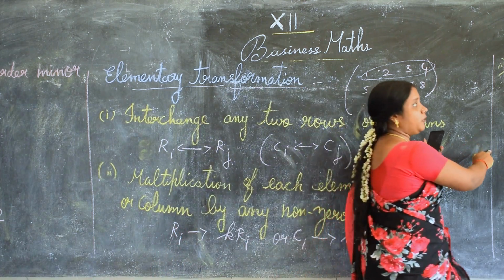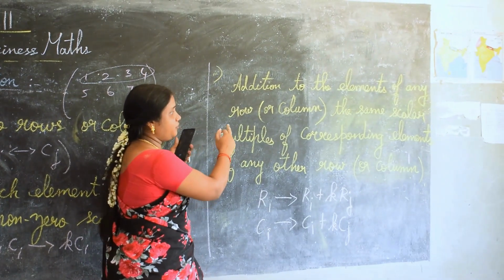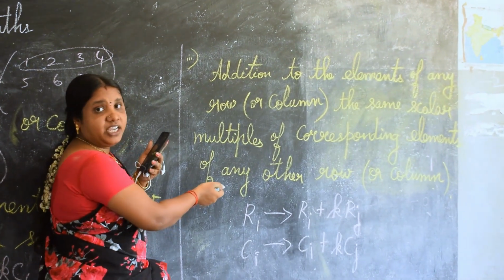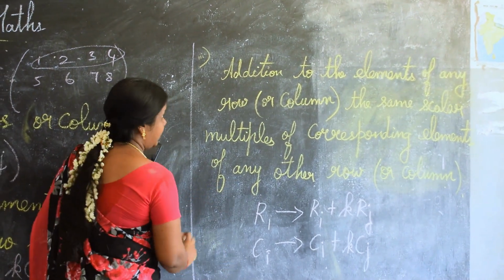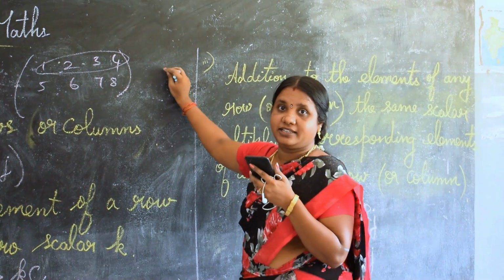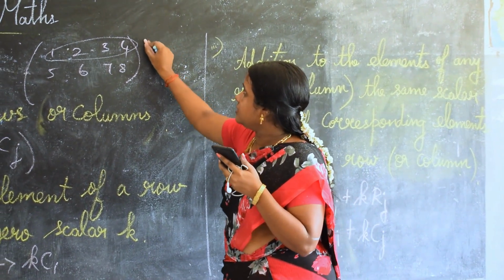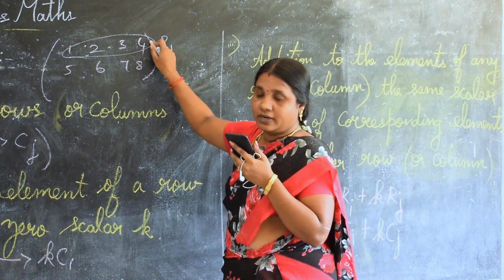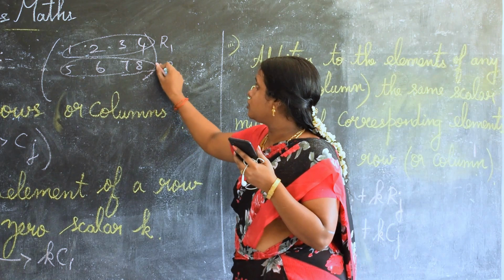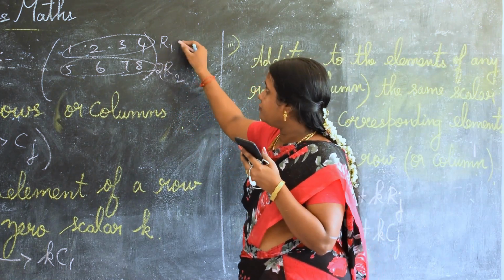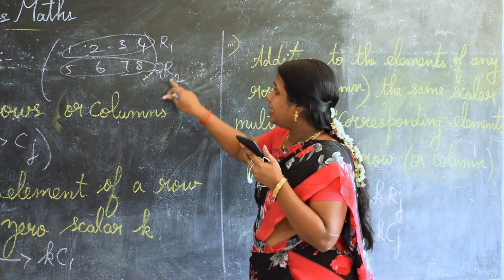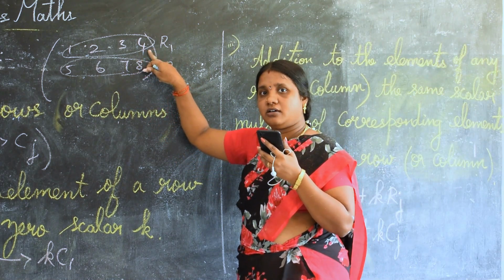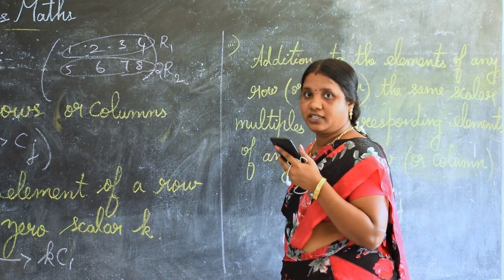Next our third point is addition to the elements of any row or column, the same scalar multiples of corresponding elements of any other row or column. That means, see here, suppose I am considering this matrix. This is R1, this is R2. Now, for finding R1, I am going to multiply this row with suppose 2 R2. Then you can add. For finding the answer, we can use this. You can multiply any row with any scalar. Then you can add with any row. For that, we are using this third point.